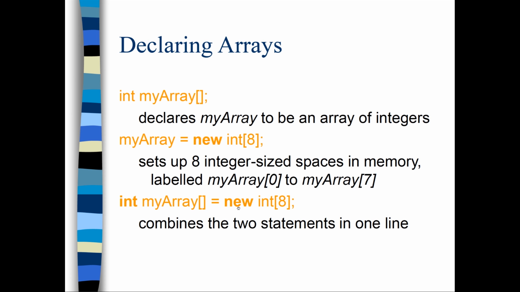So int my array square brackets equal to new int 8. So here we are saying that this is an array of type integer that will store 8 values of 4 bytes each. So integer has the size of 4 bytes inside memory, so 4 bytes each of 8 elements that array is gonna hold.